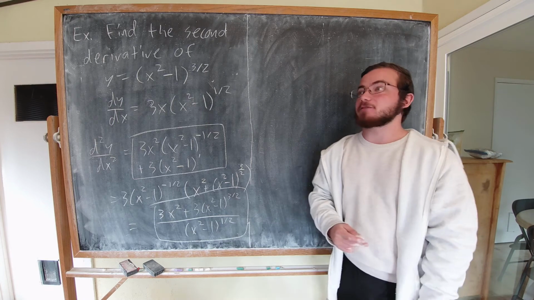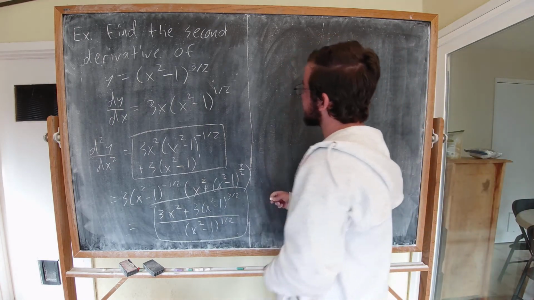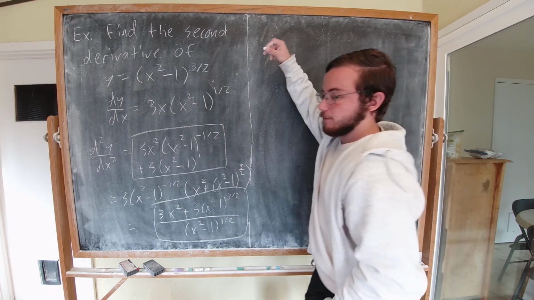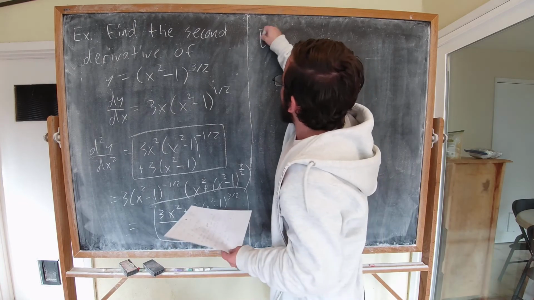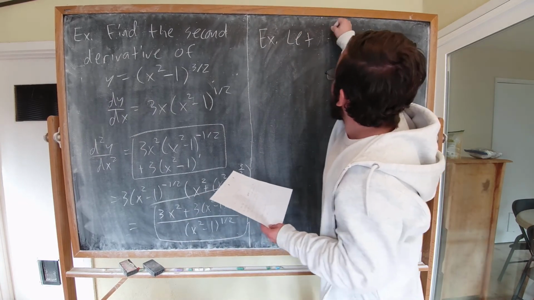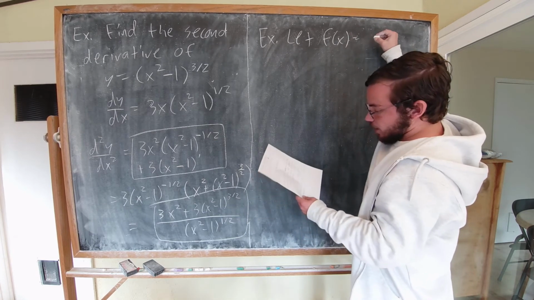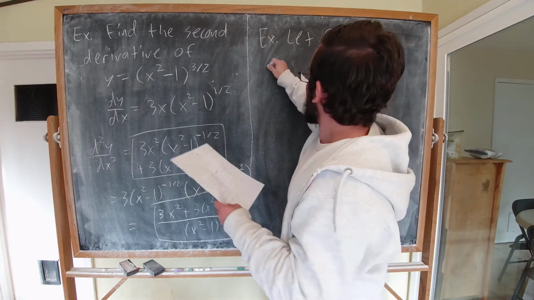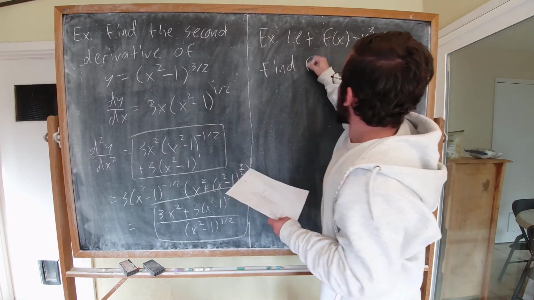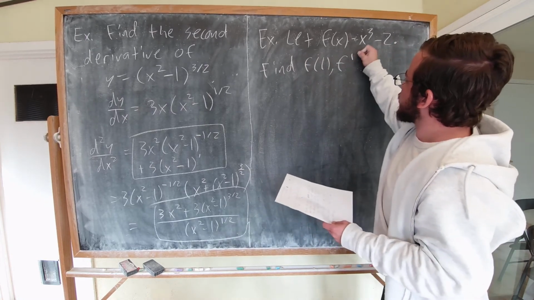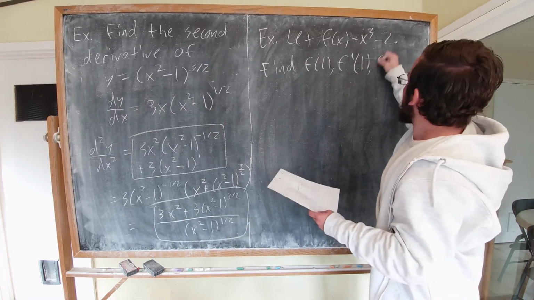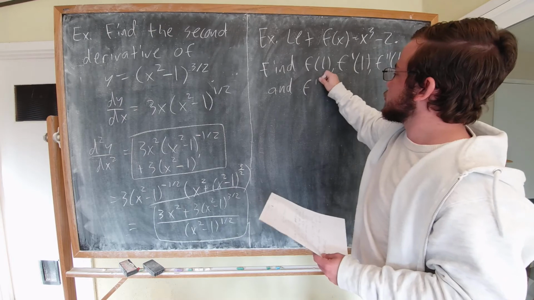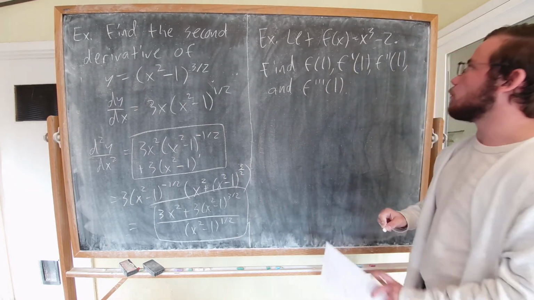And then there's more derivatives after that with increasingly fancy names. But those don't matter for us, and they don't really matter for our course, so we aren't going to do an example with them for now. For now, what we're going to do is we're going to let f of x equal x cubed minus 2. And we want to find f of 1, f prime of 1, and f double prime of 1, and finally f triple prime of 1.